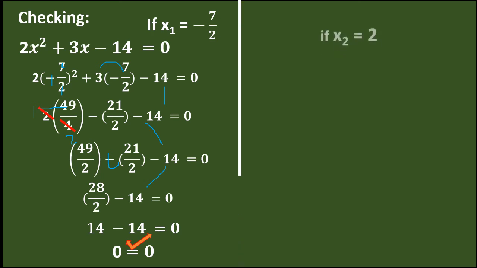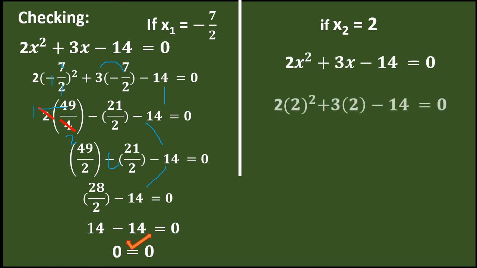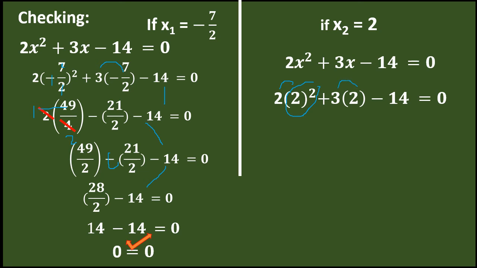What about the other solution, or the other root, which is 2? Again, substitution. X will become 2, so we have 2 times the quantity 2 squared plus 3 times 2 minus 14 equals 0. So we have to square 2. We have 4. 4 times 2 is 8. 3 times 2 is 6.